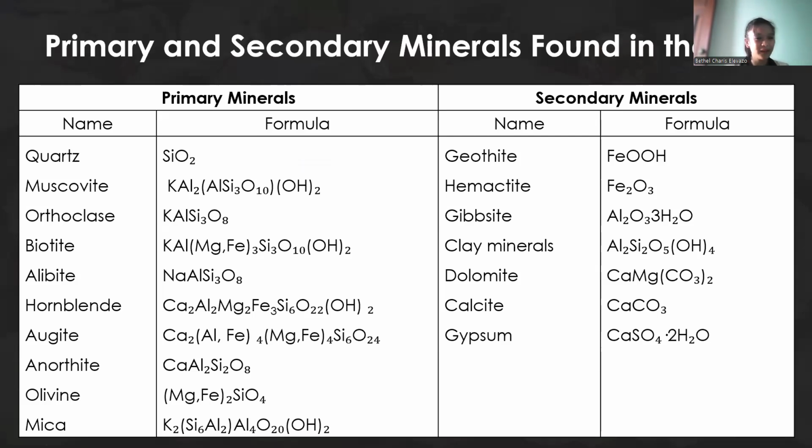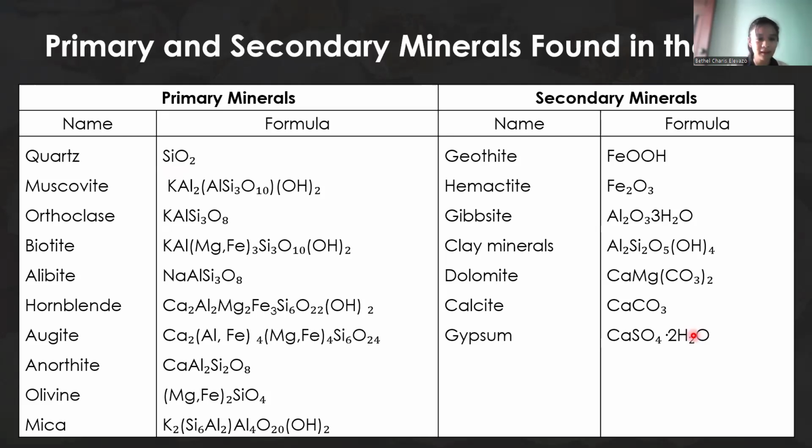So unahin natin si primary minerals. Andyan si quartz, muscovite, orthoclase, biotite, albite, hornblende, augite, anorthite, olivine, and mica. Okay. So, ang ibig sabihin lang naman nitong formula na yan, for example, dito kay quartz, alam niyo naman na yung mga chemical formula ng bawat elements, right? So, ibig sabihin, Si and O, si quartz ay made of silicon and oxygen.